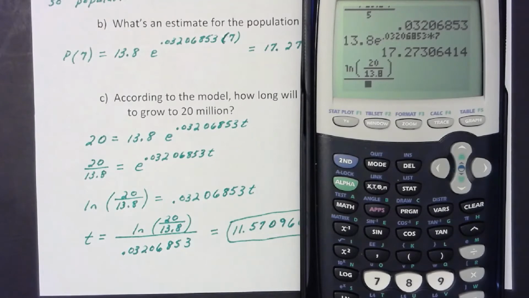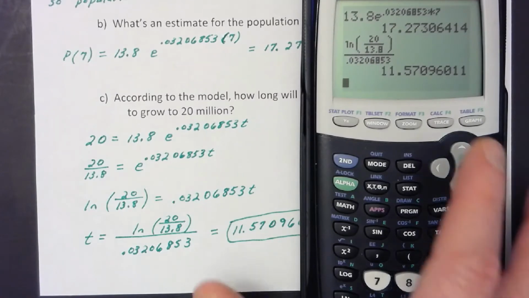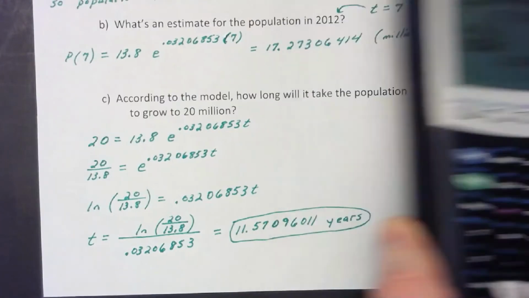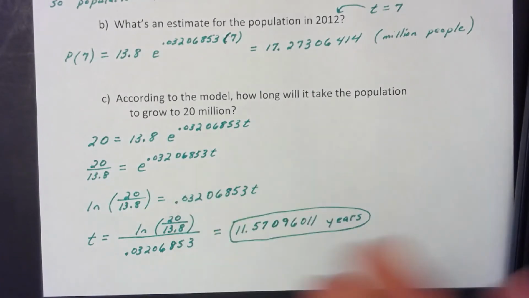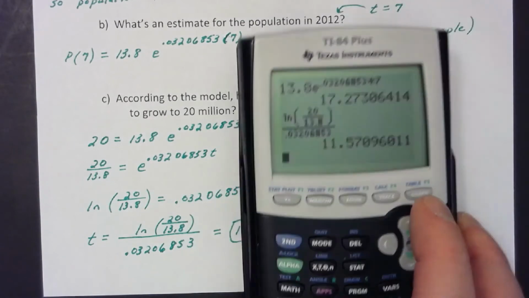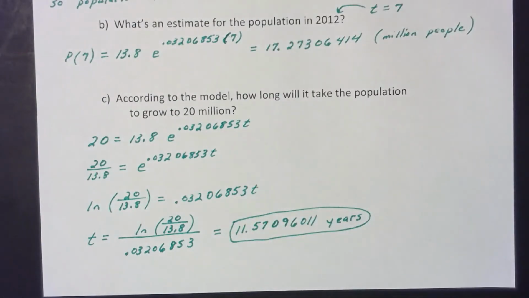I'm dividing that by 0.0320683, and I know when I do that, earlier I got 11.57. Let's see. Yes, 11.57096011. And again, remember, you'll need to put the units in. In this case, time was measured in years. So you'd say, well, a little over 11.5 years later, the population is going to reach 20 million.